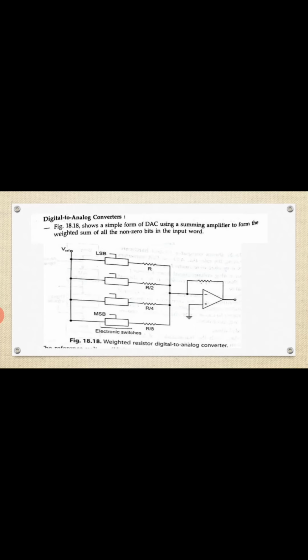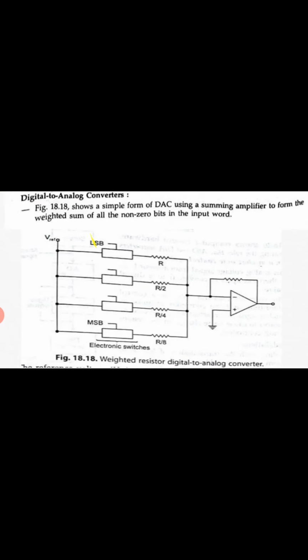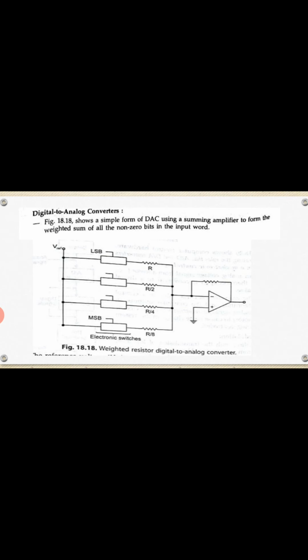Here it is a summing amplifier, so it sums and gives an analog voltage. Such a system is referred to as a weighted resistor network, because the resistors do not have the same value. They are weighted with respect to the reference voltage, hence it is called a weighted resistor network. The limitation of the weighted resistor network is that accurate resistances have to be used.